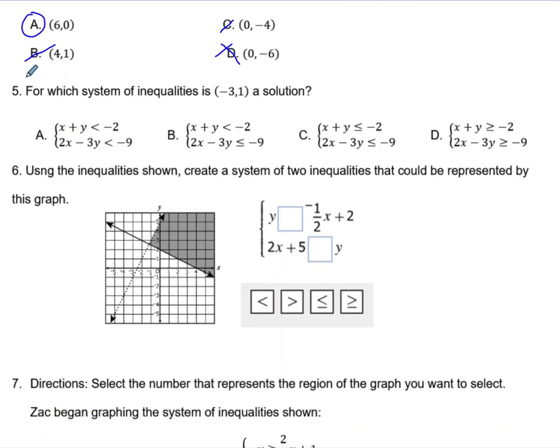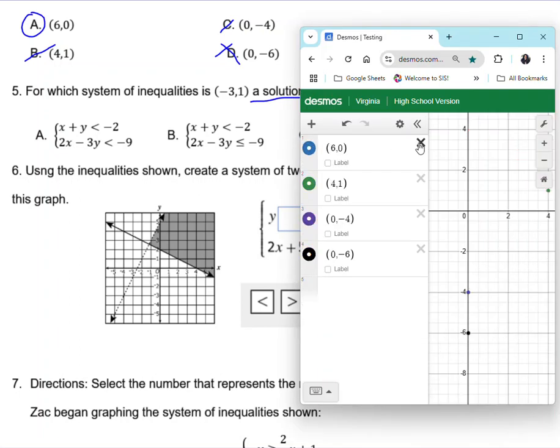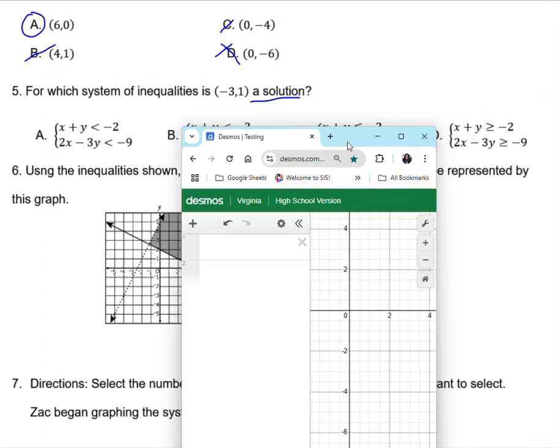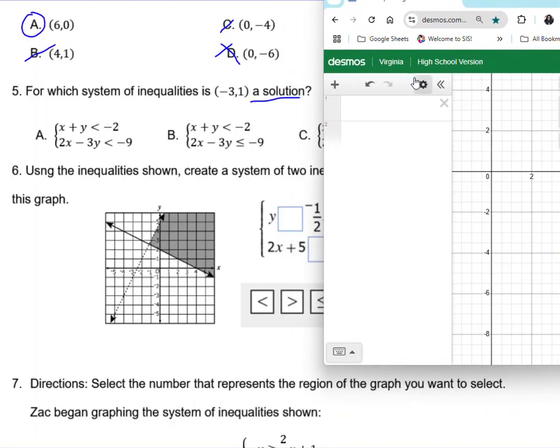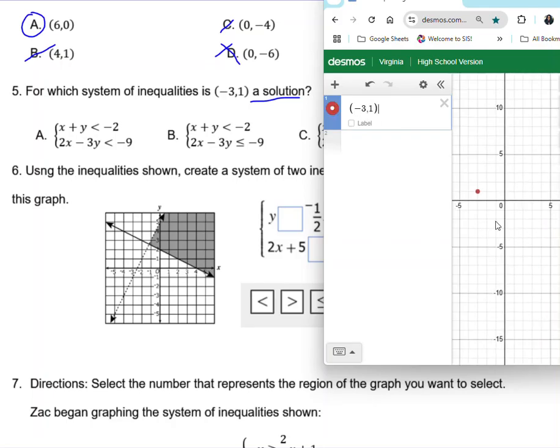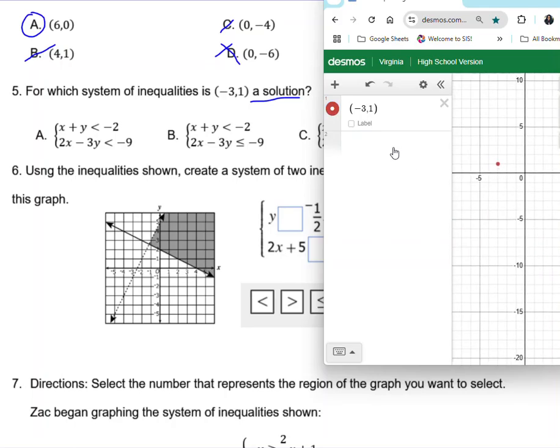All right. For which system of equations is -3, 1 a solution? So we're going to have a lot to graph here, but that's okay because it's going to help us find our answer. Let me go ahead and graph the solution first, so I know where I'm supposed to look. Right here, negative 3, 1. So there's my solution. It has to be double shaded, or double shaded plus a solid line, okay? So let me graph answer choice A.